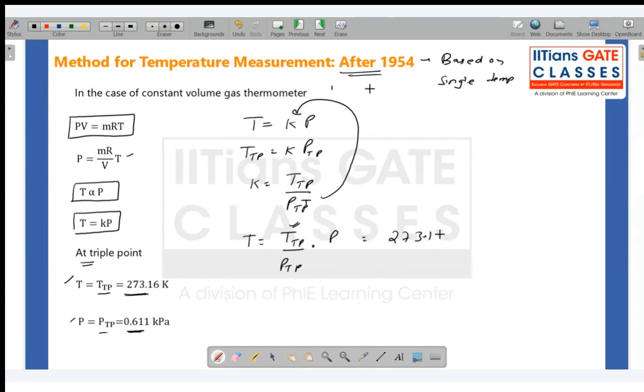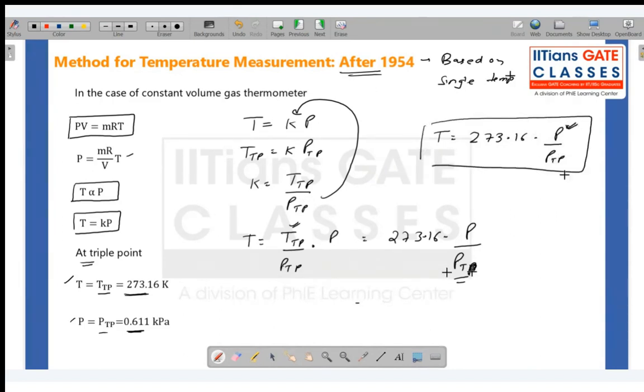And what is this? 273.16 times pressure upon PTP. You can put the value of PTP as well, but usually it is written like this. Okay, so temperature is equal to 273.16 P upon PTP. So if at a given pressure, if they say calculate temperature at the pressure of 100 kilopascal, you put this here and calculate temperature. So this is how they started measuring this. Okay, so the resistance thermometer and all that you can define based upon this equation as well.